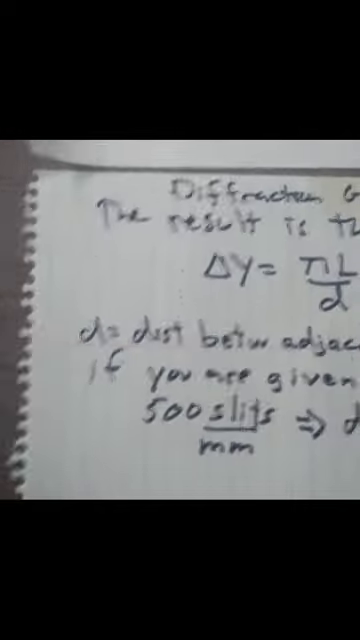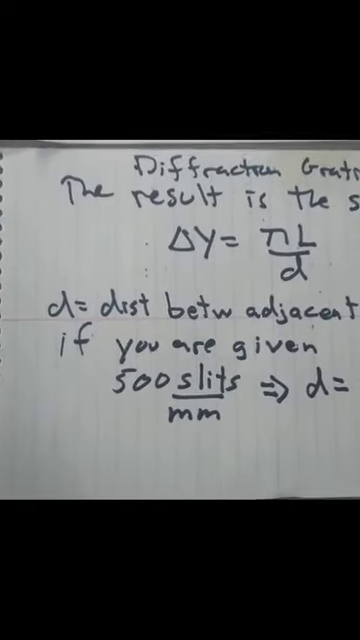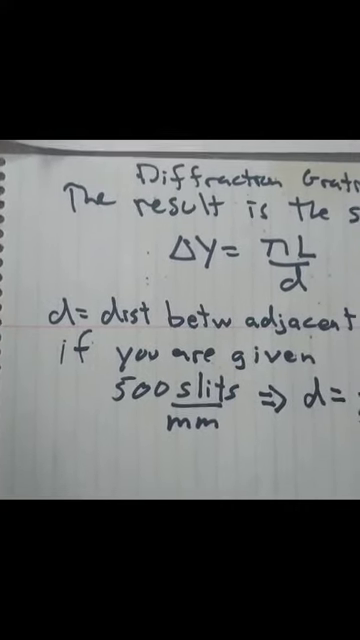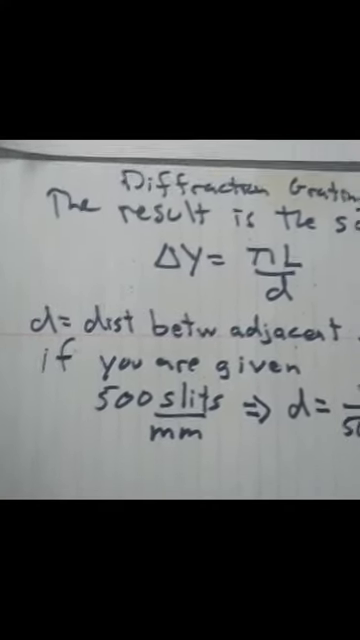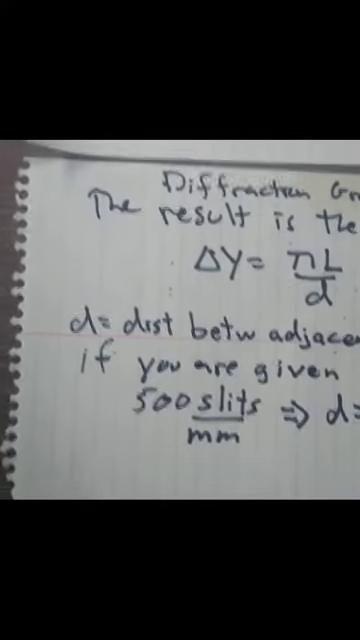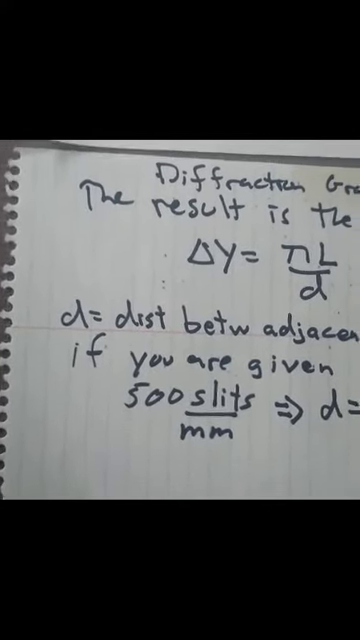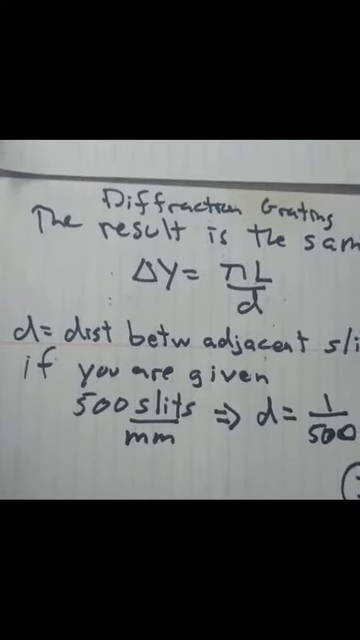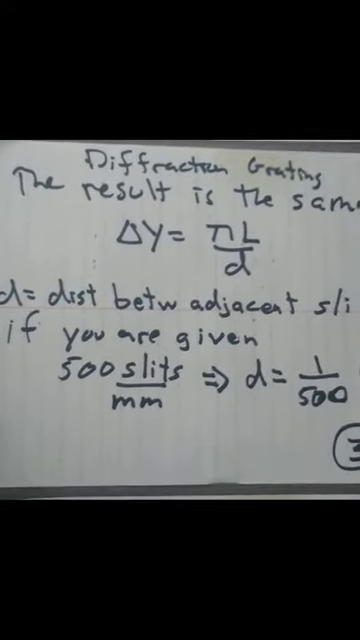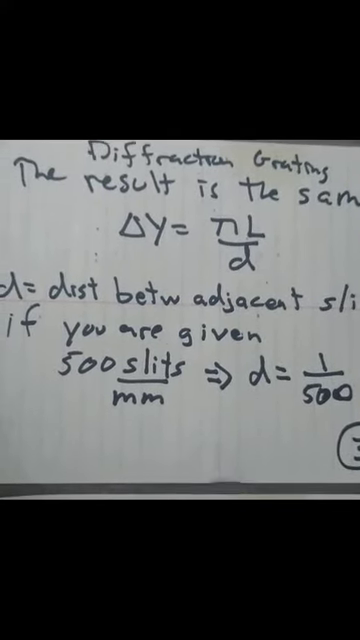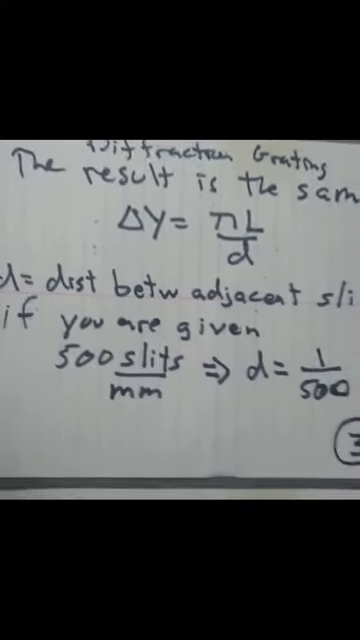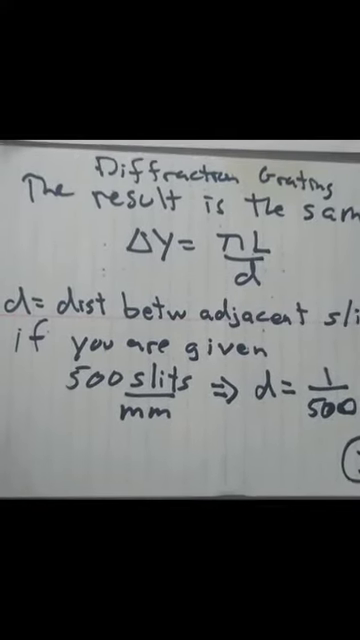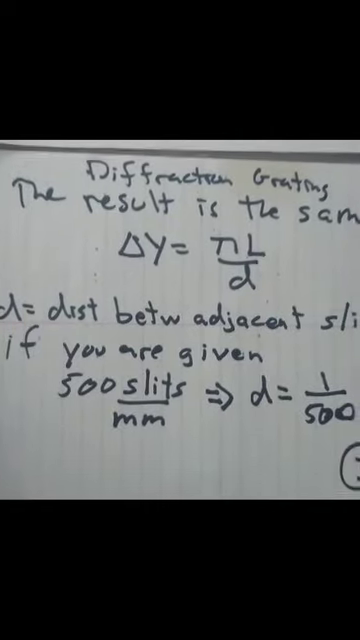A diffraction grating ends up giving you the same result. You could look at that in your textbook. So the distance between bright spots, delta y, on the screen is lambda L over d, where d is the distance between adjacent slits in the grating. So if you're given so many slits per millimeter, the inverse of that will be the distance between the slits in millimeters. If you're given 500 slits per millimeter in a diffraction grating, the distance between adjacent slits is 1 over 500 millimeters, or 1/500th of a millimeter, okay? Which is, I think, 20 microns, but you can work that out.